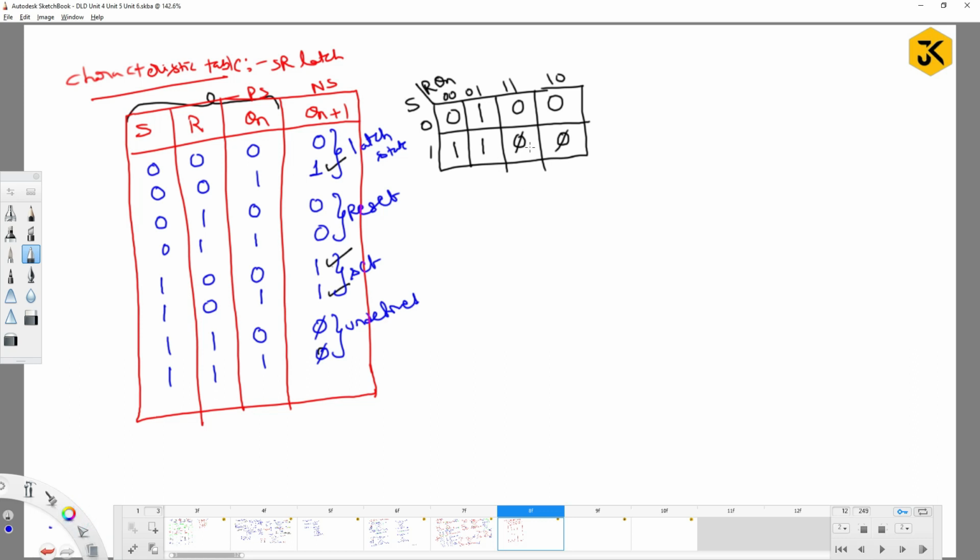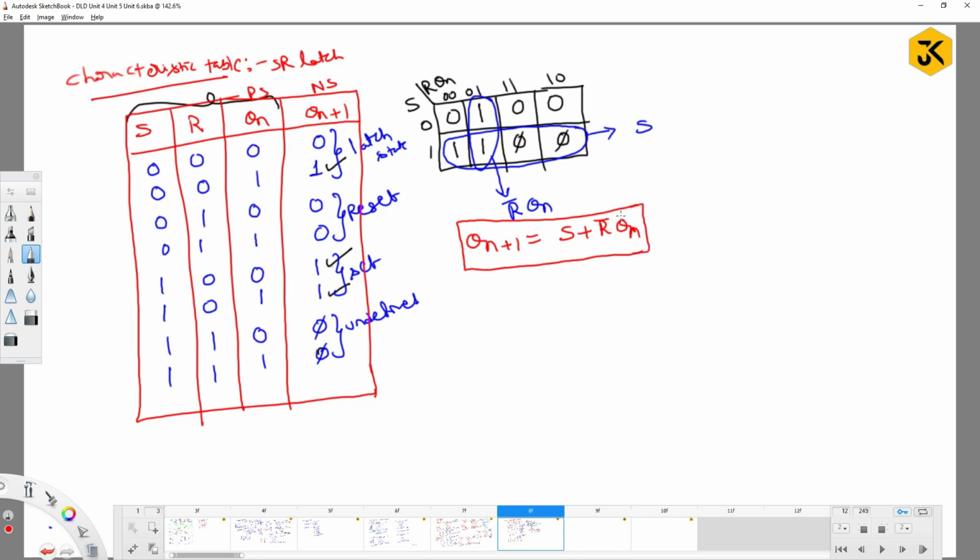So how can we combine? What is the maximum subcube possible? We can have the maximum subcube of size 4. So what is the value of this one? Yes, right? Can I go with another one? This one? Yes. So this one is going to be R bar Qn. So simply I can say the next state value as S plus R bar Qn. So this is the characteristic equation for the SR latch or SR flip-flop also, right?